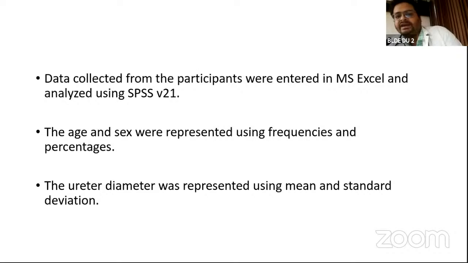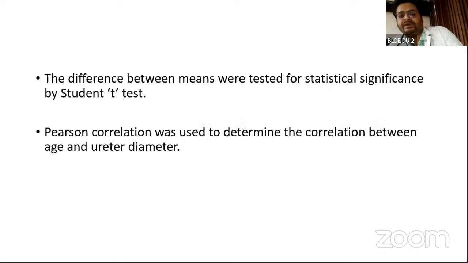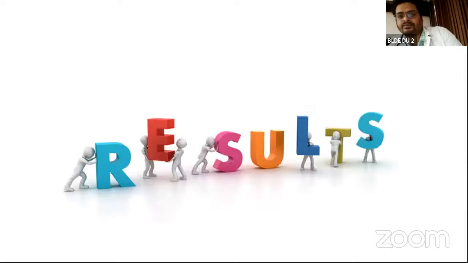The data was collected from the participants and entered into Microsoft Excel, and analyzed using the SPSS software. The age and sex were represented using frequencies and percentages. The ureteric diameter, however, was represented using mean and standard deviation. The difference between means was tested for statistical significance by the student t-test, and the Pearson correlation was used to determine the correlation between age and ureteric diameter.